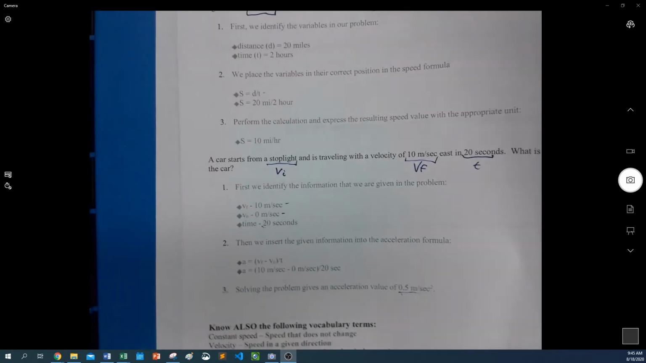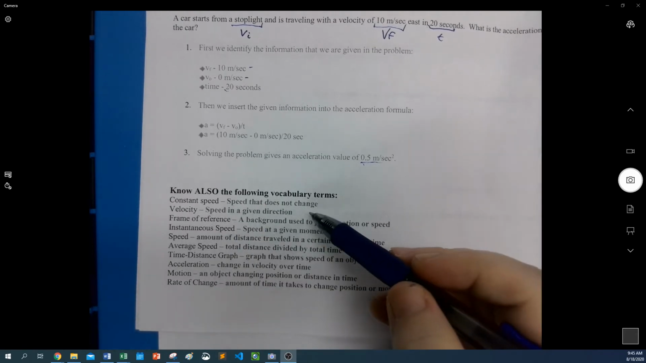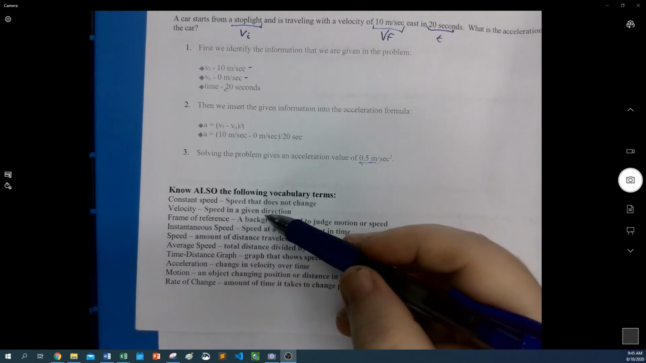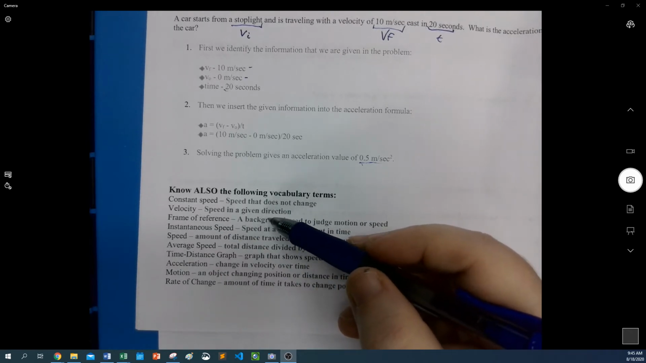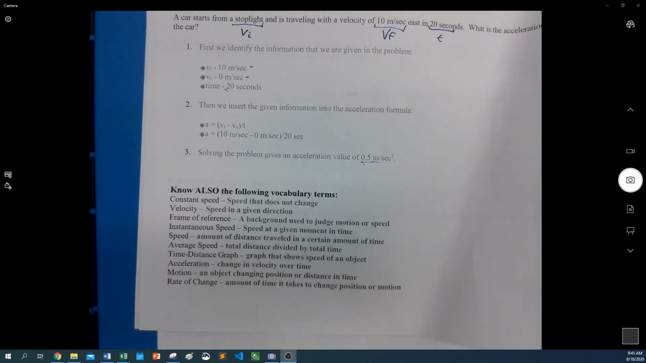So going over the terms, constant velocity or constant speed means that your speed does not change. Velocity includes a direction component even if we don't specify it. Frame of reference is the background used to judge motion. If it doesn't tell you, we'll assume it's just the Earth's surface. Instantaneous speed is the speed at a given moment in time, what you're currently traveling at, or what you traveled at the beginning or at the very end.